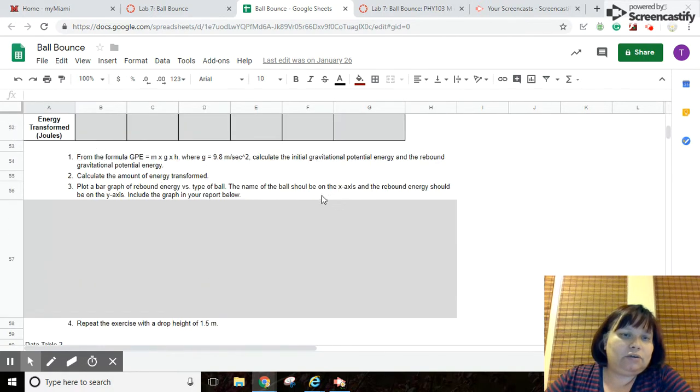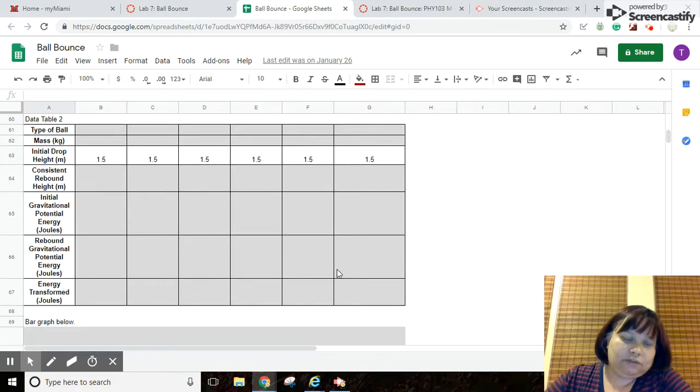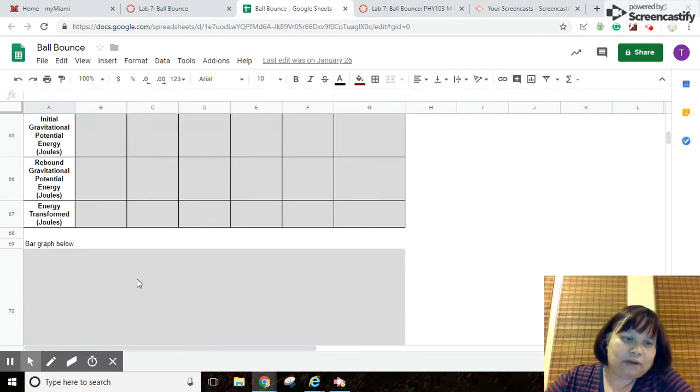Then you're going to continue and you're going to make a bar graph of that data that you collect. So notice there's a bar graph, not a line graph like we've done before. You repeat the entire exercise using 1.5 meters as your drop height. Repeat all of those calculations and then create another bar graph.